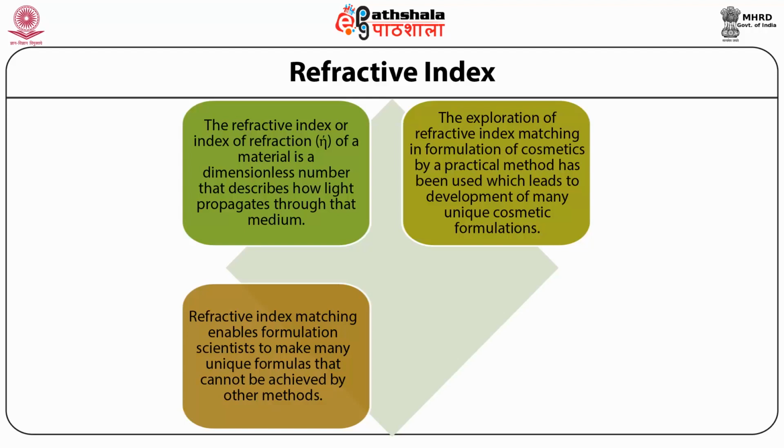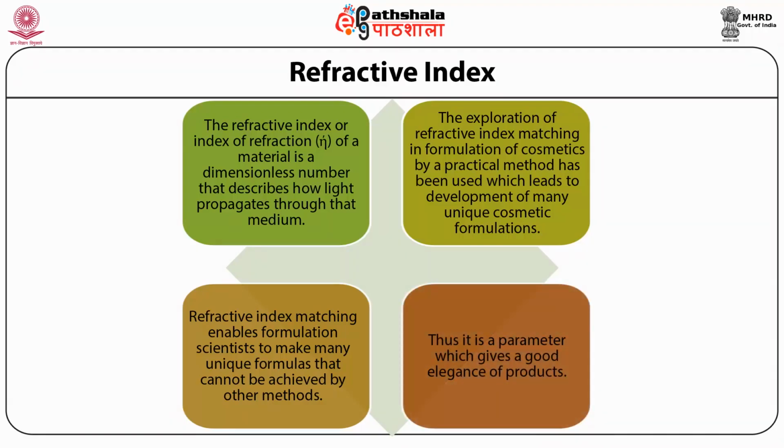Cosmetic scientists are interested in knowing how to calculate the refractive index of a solution and how to design a formula with the refractive index of each ingredient in solution. It turns out that if one mixes several miscible ingredients together to form a clear homogeneous liquid phase, the refractive index of the mixture can be calculated from each individual component's refractive index in the composition. Thus, it is an important parameter which gives a good elegance of product, not only emulsion but also to other preparations.